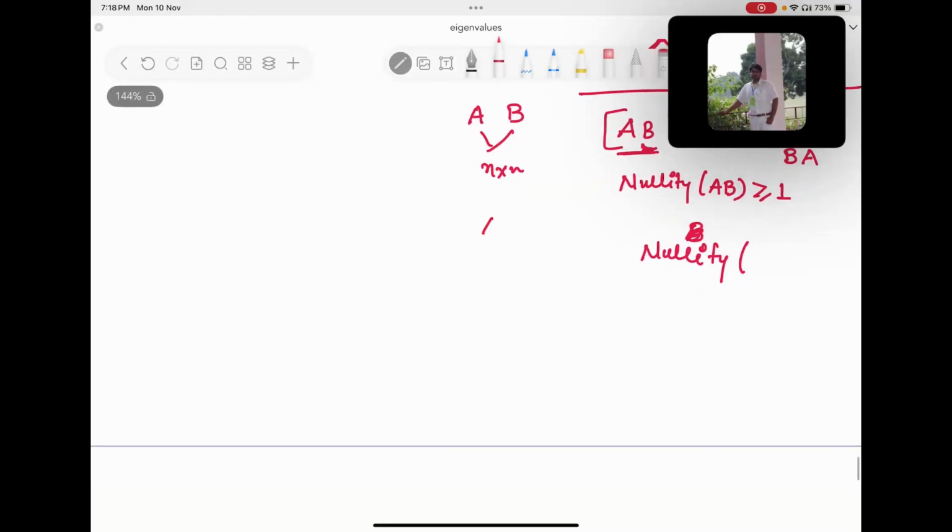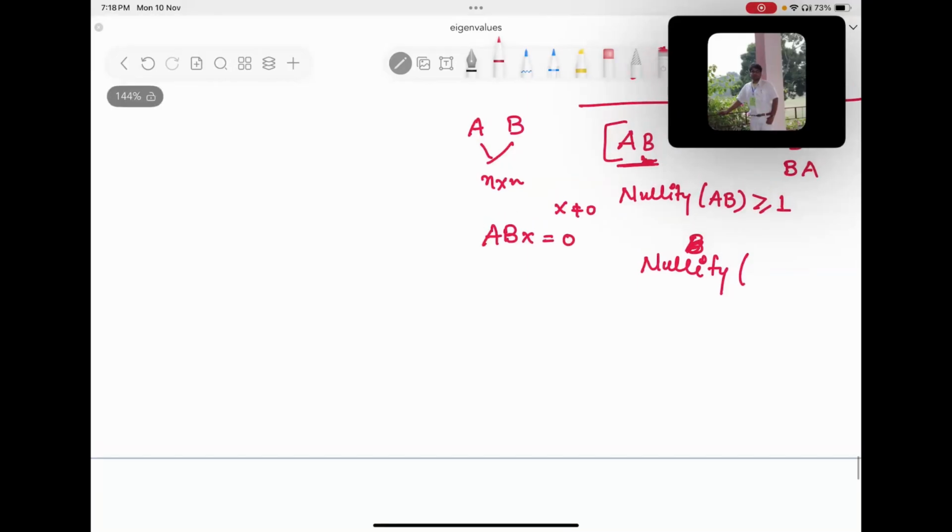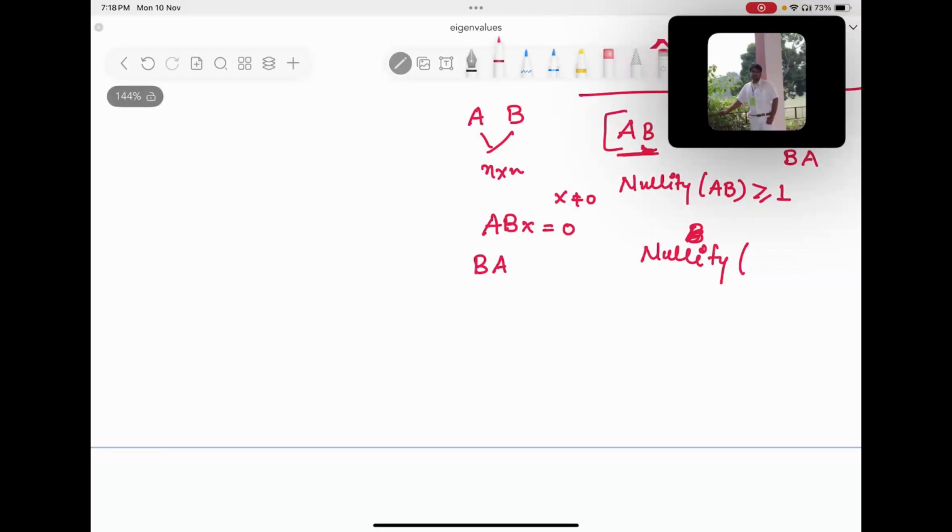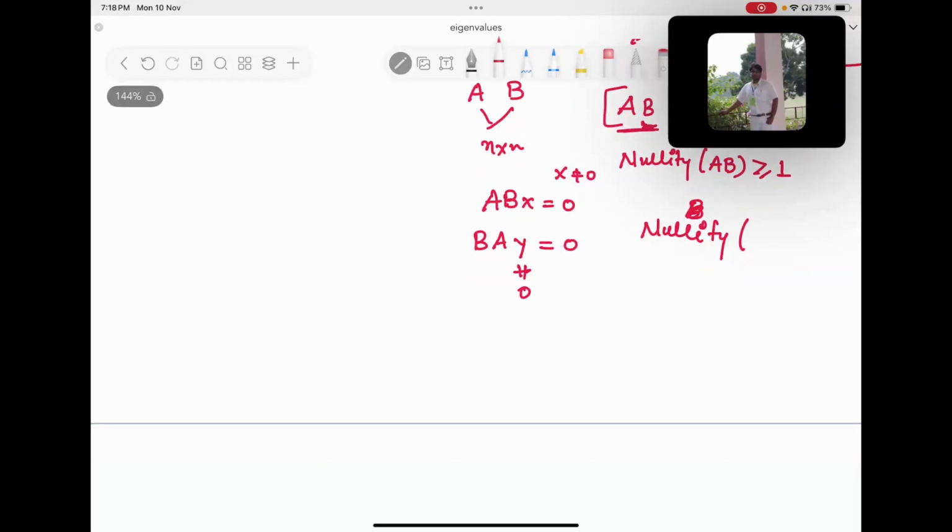Suppose ABx equals 0 for some non-zero x. So it will be BA. Now we want a y such that this has to be 0 and y is non-zero. In this case, two things can happen. The first one is, it may happen that Bx equals 0.